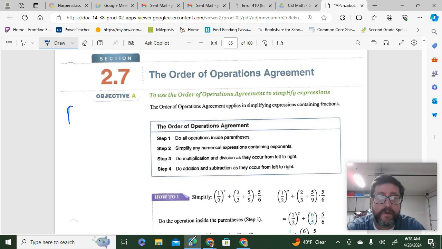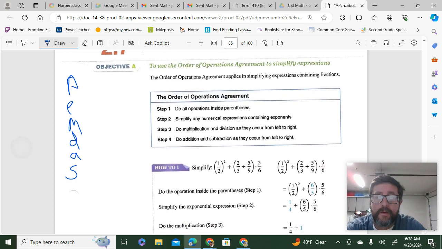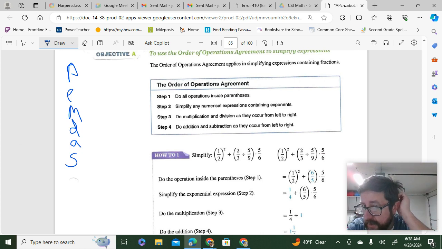Some people say PEMDAS. That stands for Please Excuse My Dear Aunt Sally. Parentheses, exponents, multiply, divide, add, subtract. We've been over this a little bit in class, and this will be used in every class that you have.